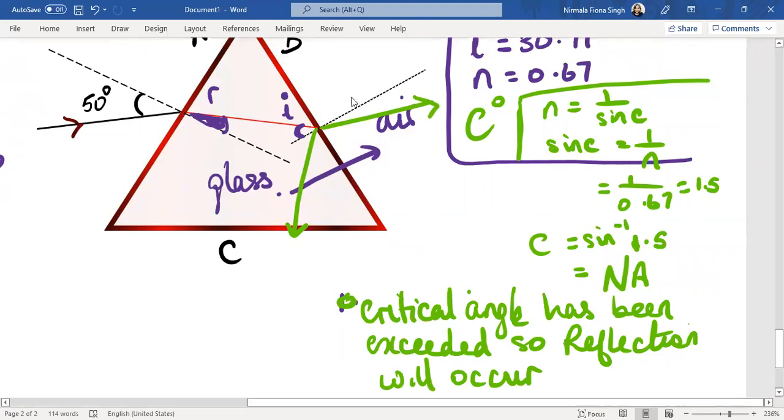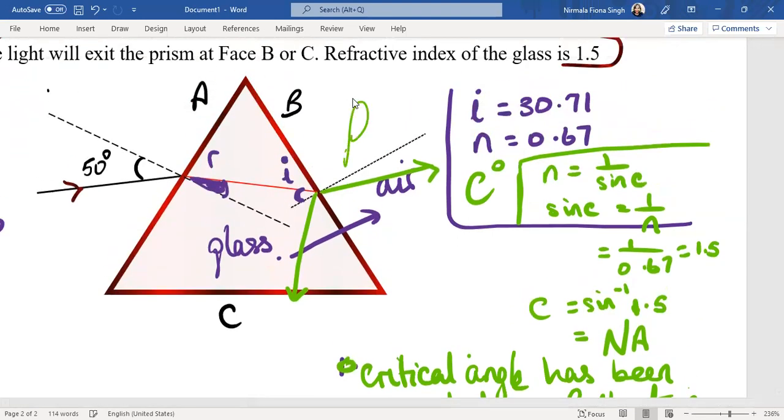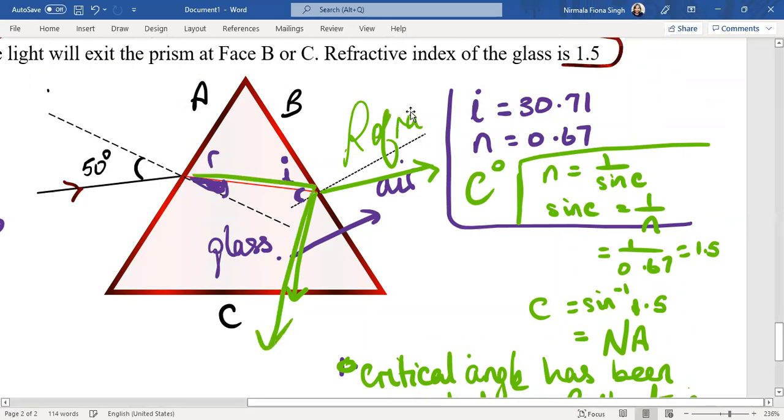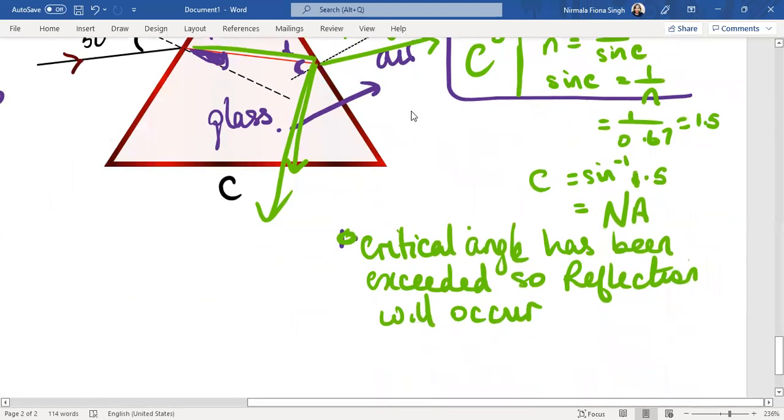If it had come out of face B, it would have been refracted. Remember, refraction is just where it stays on the same side and it just moves towards the normal. But here, since it came out the next side, because you had a light come here, hit the material and then bounce off, you are now going to have reflection occurring. So the light will end up exiting through the face of C, or the C face.